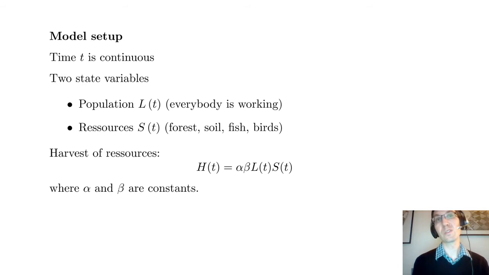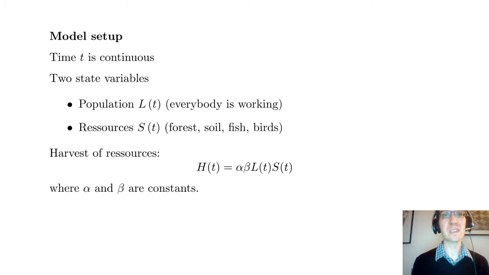So we simply assume that everybody is working. However, not everybody might be working in the resource sector. Some of them might be working in some other sectors. Time is continuous, so here we have L and S that are indexed by T.